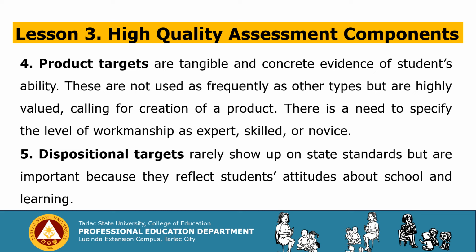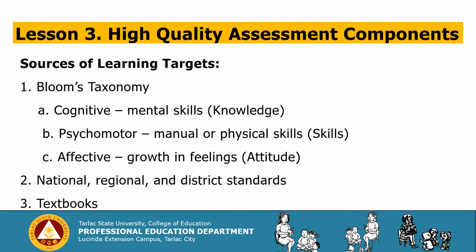Five is dispositional targets. They rarely show up on state standards, but are important because they reflect students' attitudes about school and learning. These are the sources of learning targets. Number one is Bloom's taxonomy, that includes A, the cognitive, which talks about mental skills or the knowledge. Letter B, the psychomotor, the manual or physical skills. We're going to develop skills in this particular taxonomy. Letter C, affective, the growth in feelings or the attitude.